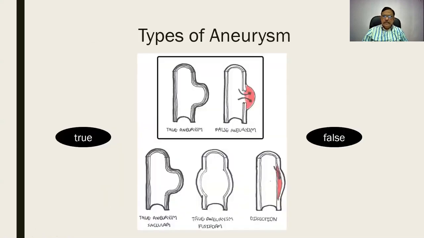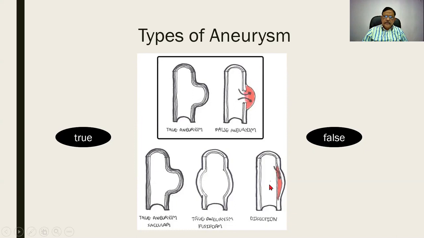The types of aneurysms are there on the screen for you in a simplified diagrammatic form. A true aneurysm is one in which the sac-like distension is in communication with the lumen. The distension communicates with the lumen. This is called a true aneurysm. On the contrary, in a false aneurysm, there is no distension of the lumen, but there is a collection of blood in the perivascular space producing a distension. This is called a false aneurysm.